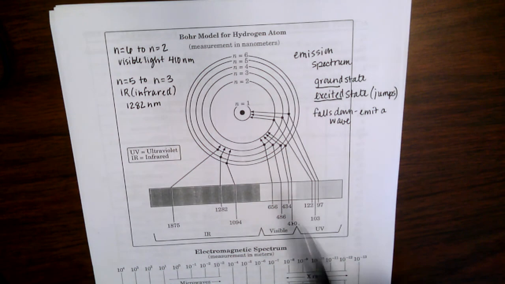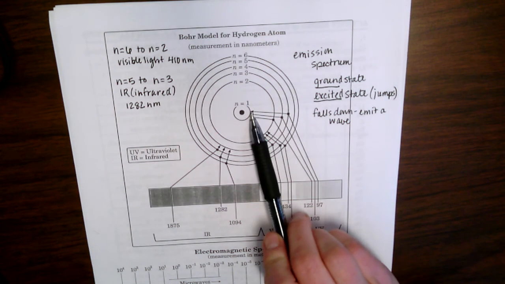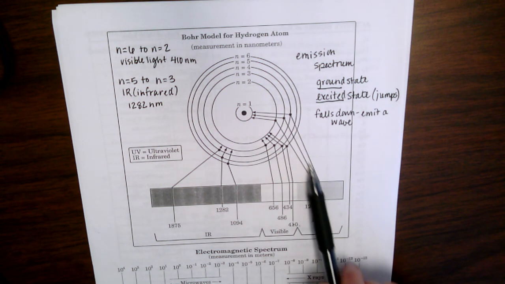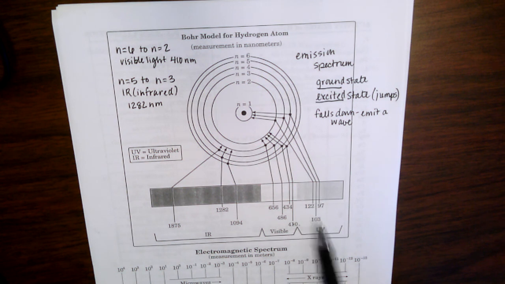So ground state would be where it's falling back down to. This would be its excited state. So it was here, it jumped, it fell back down, and when it fell back down, it emitted whatever is here, this frequency.